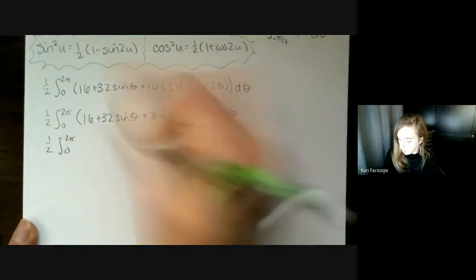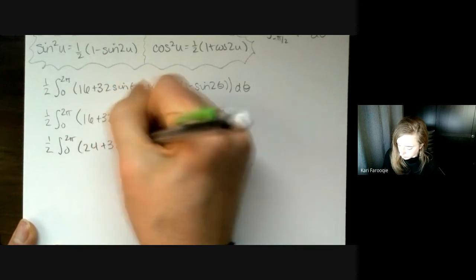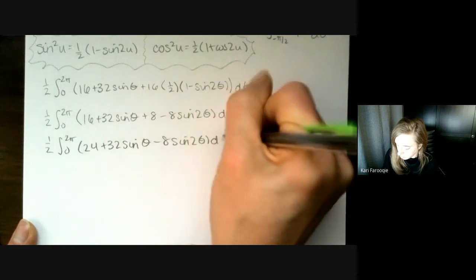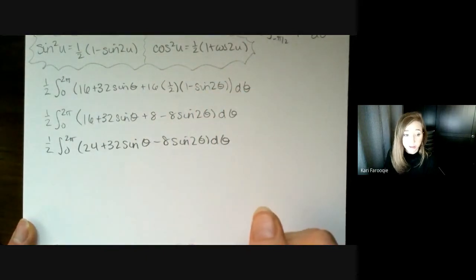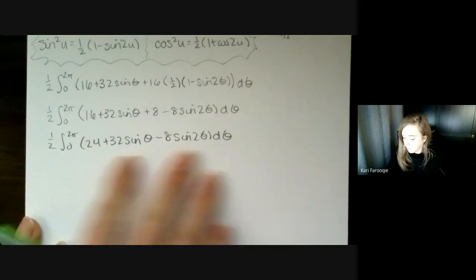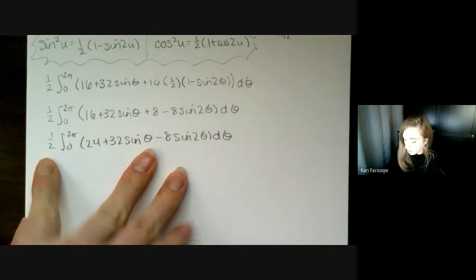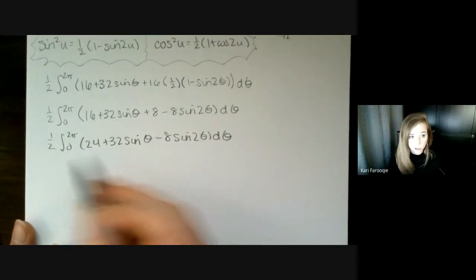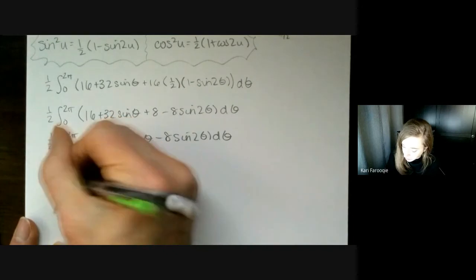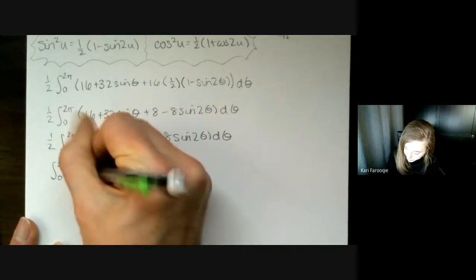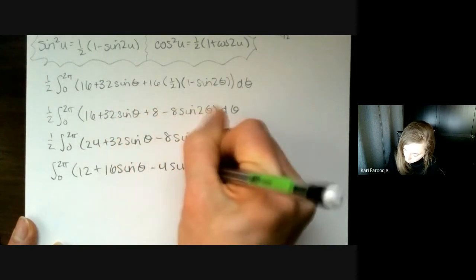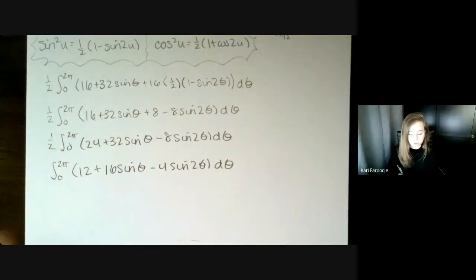16 plus 8 is 24. So I'm going to have 24 plus 32 sine theta minus 8 sine 2 theta d theta. And because I don't want to deal with these larger coefficients, here's where I'm going to go ahead and just divide that 2 out. Or technically, you can think about this as just factoring out a 2 and multiplying it by 1/2. Or if you want to think about it as multiplying the 1/2 in, also fine. We'll have 12 plus 16 sine theta minus 4 sine 2 theta d theta.